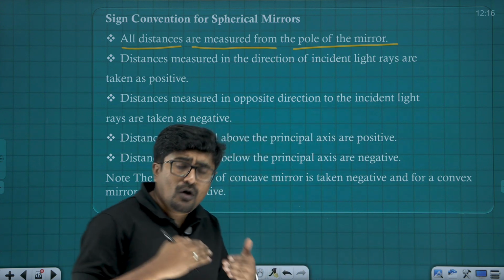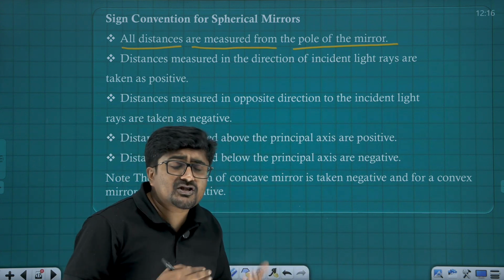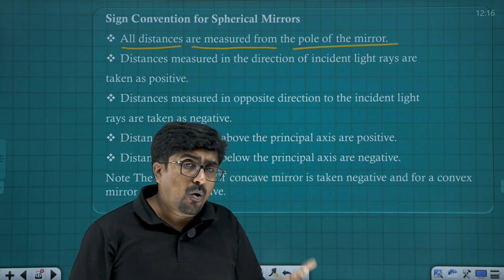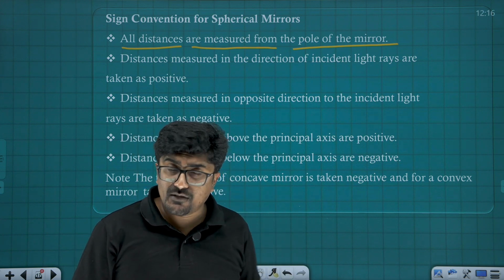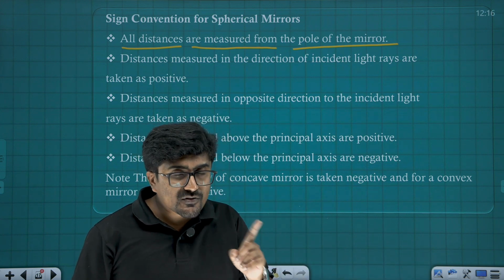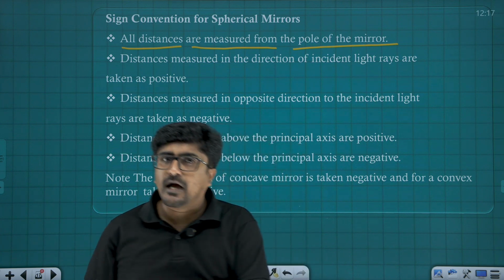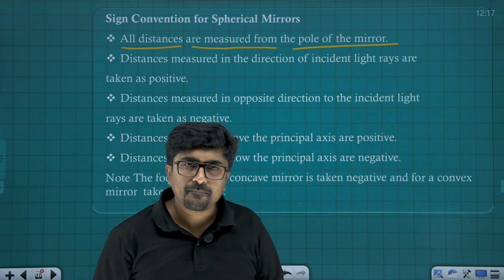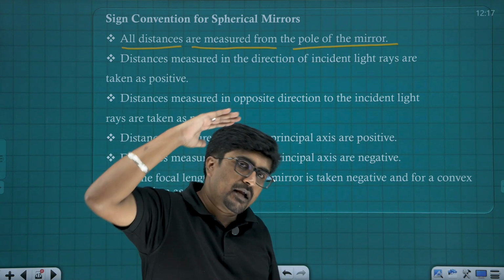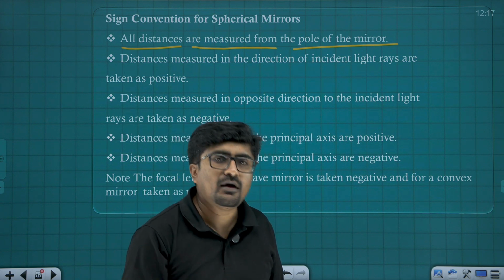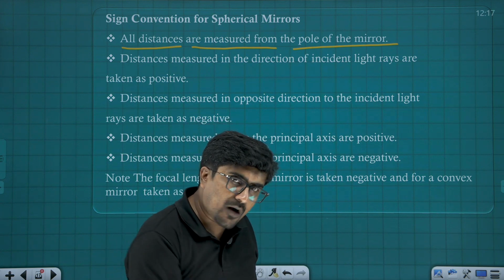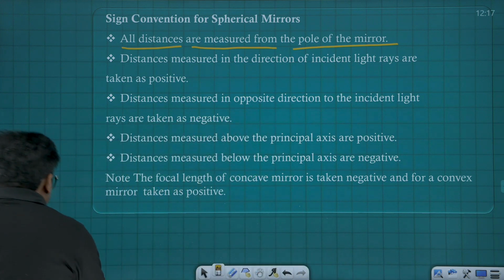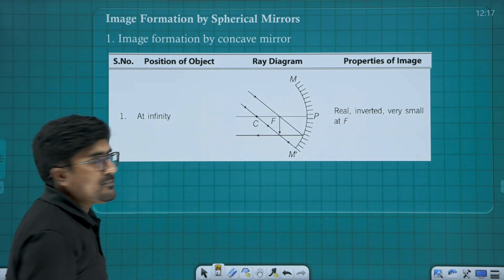Now, all measurements in the same direction of the incident ray from the pole need to be taken as positive, and all measurements in the opposite direction of the incident ray from the pole have to be taken as negative. Now all measurements in the upward direction with respect to the principal axis have to be positive, and all measurements from the principal axis in the downward direction have to be negative. That's all.